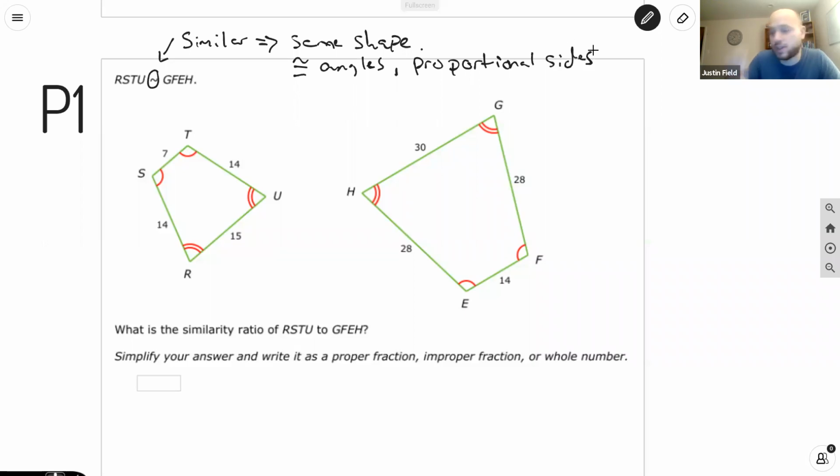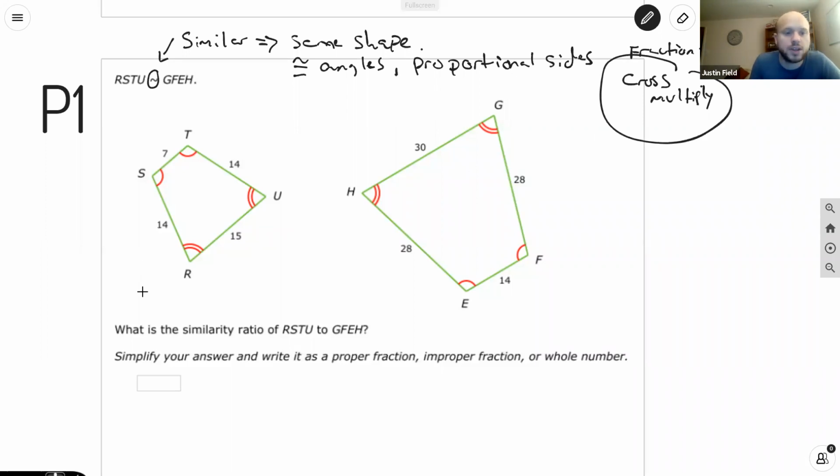So if the sides are proportional, then one shape could have sides that are 4 times as big or 5 times as big. And we do have to set up proportions, which is a fraction equal to a fraction. And so there will be a lot of cross multiplying when you have similarity because of the proportions. So lots of that.